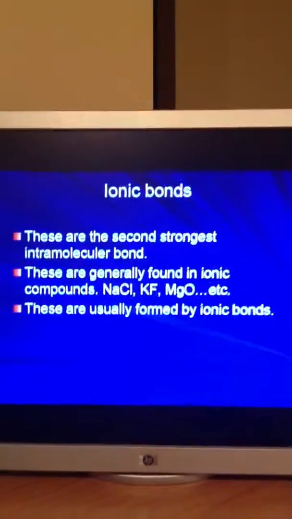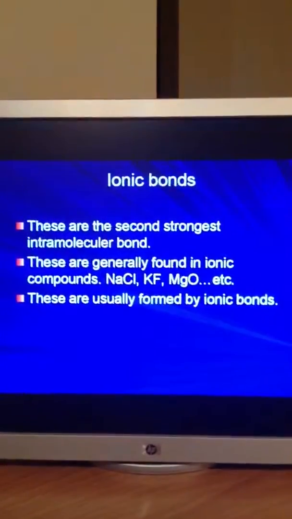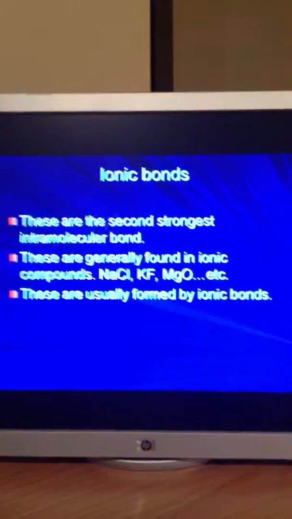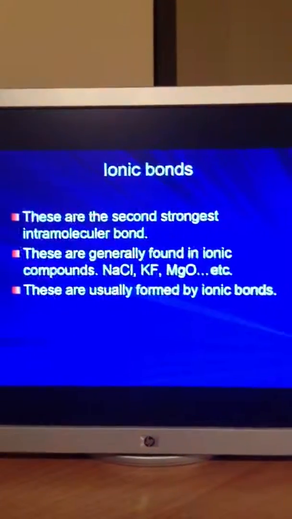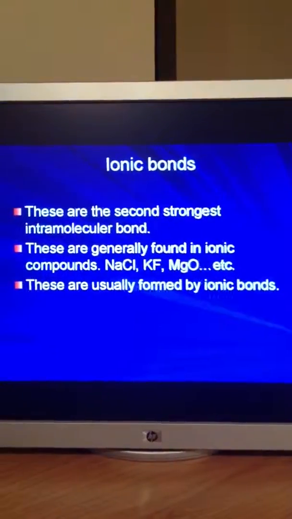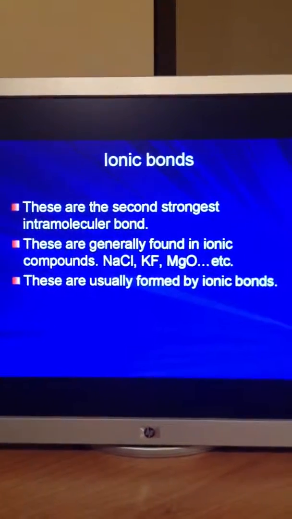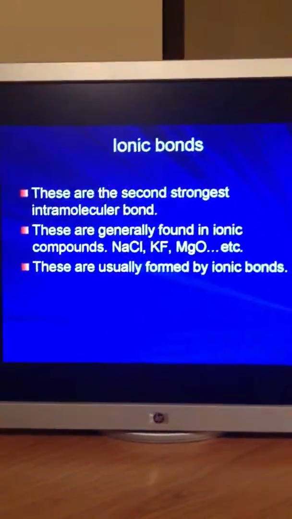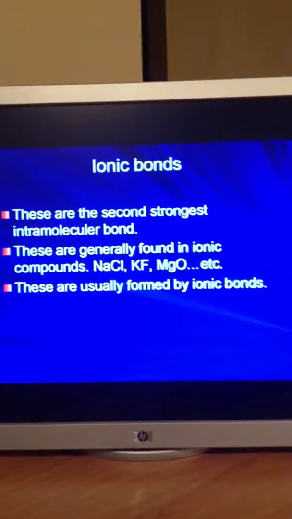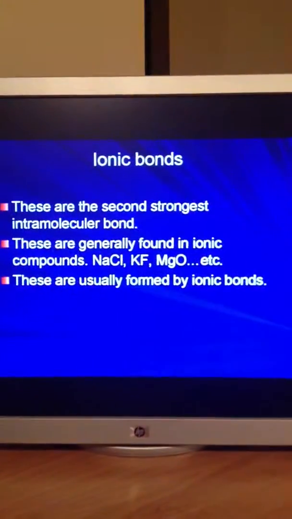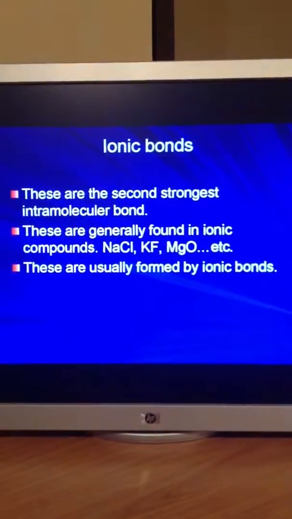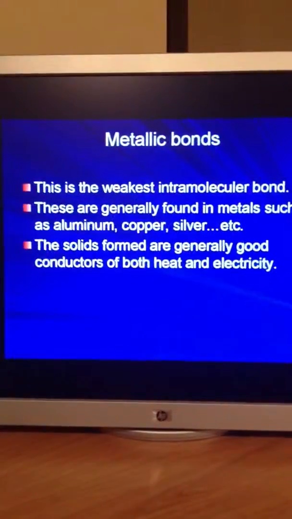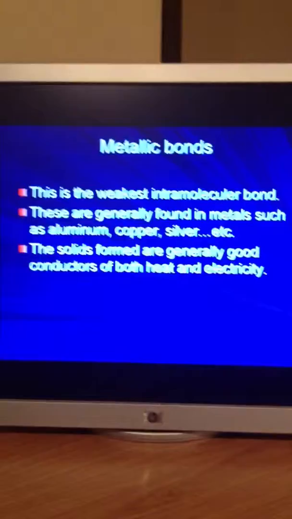The next one is the ionic bond, and these are the second strongest intramolecular bond. They are generally found in ionic compounds such as NaCl, KF, MgO, etc. These are usually formed by ionic bonds, and when it is a solid, they generally also have high melting points and high boiling points.